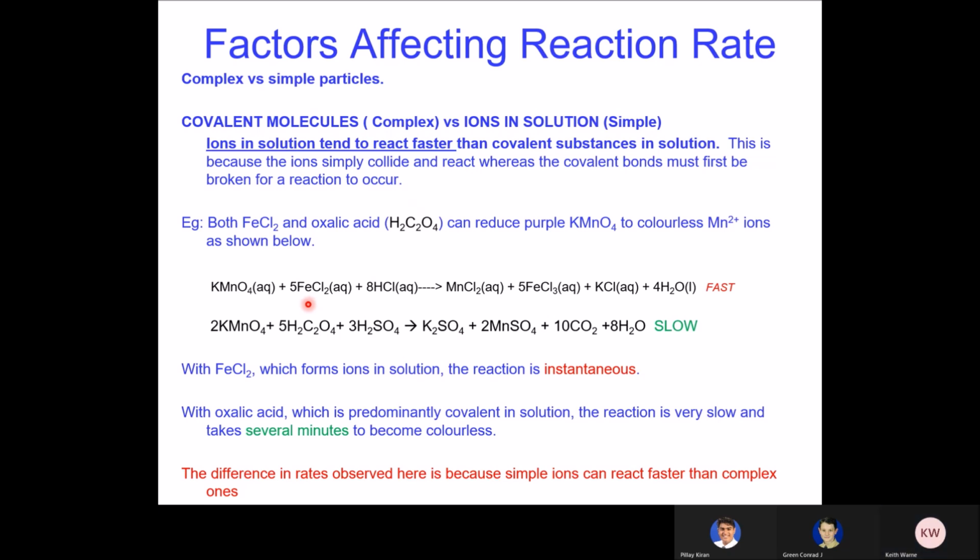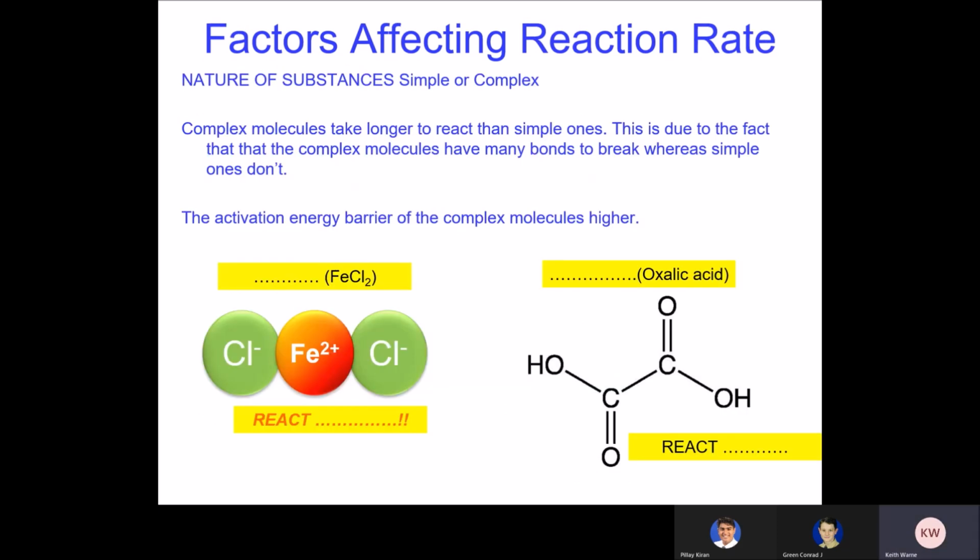All right? And the reason is at the bottom here in red. The difference in rates observed here is because simple ions can react faster than complex ones. Now the problem that you've got is this. Here I've just shown you the structure of the two compounds so that you can see why it's more complicated. Obviously the oxalic acid on the right here is more complex. The simple ionic compound on the left is just going to break up into its ions, and they're all loose and they can react instantaneously.